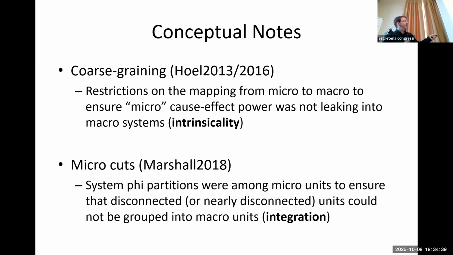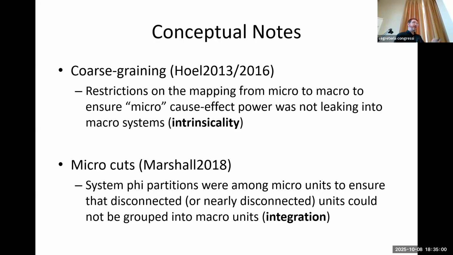And when I cut through the micro units, where I'm trying to stop aggregation of unrelated units, this is integration. So these technical notes in the papers are really conceptual notes about how we are implementing the postulates in the procedure.